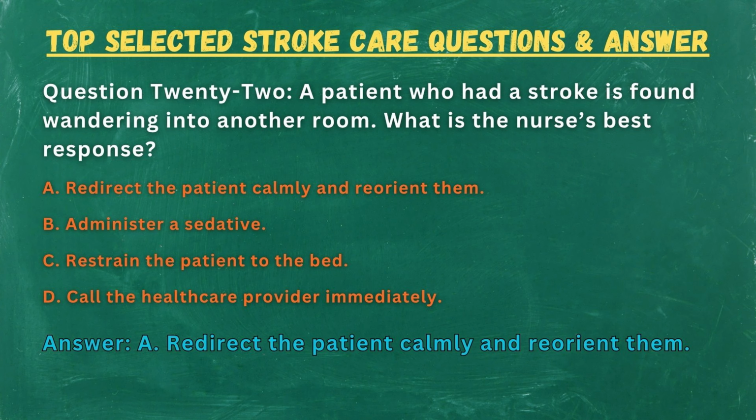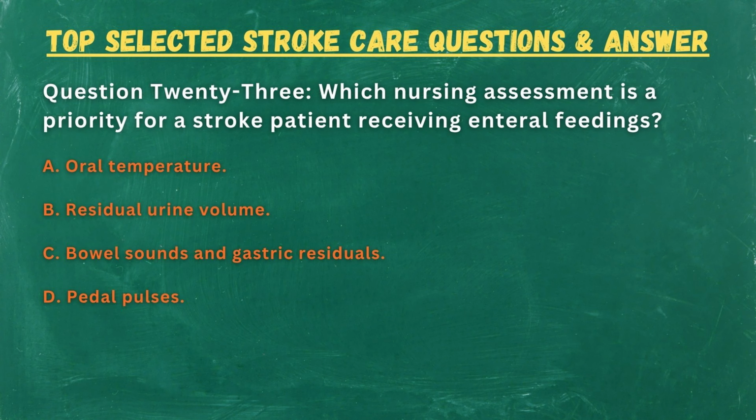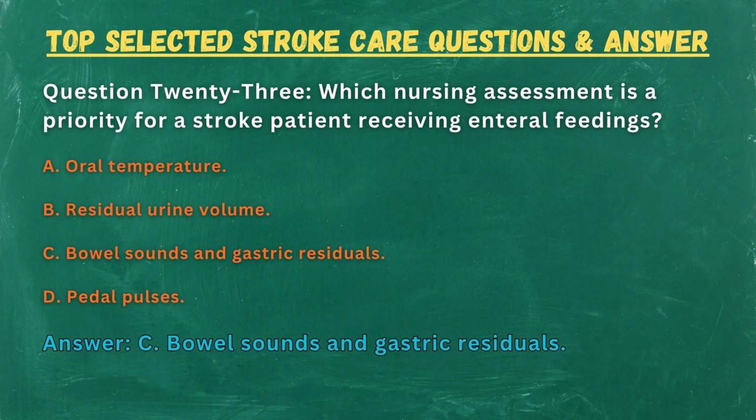Answer: A. Redirect the patient calmly and reorient them. Question 23. Which nursing assessment is a priority for a stroke patient receiving enteral feedings? A. Oral temperature. B. Residual urine volume. C. Bowel sounds and gastric residuals. D. Pedal pulses. Answer: C. Bowel sounds and gastric residuals.